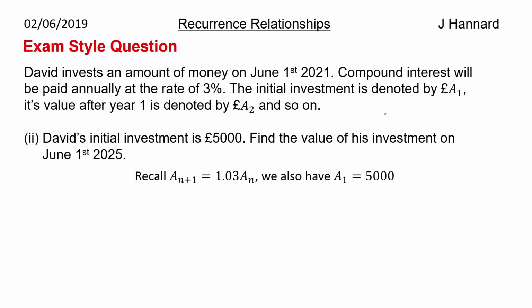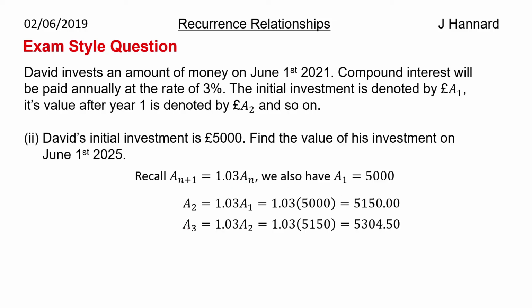Part 2 then. David's initial investment is £5,000. Find the value of his investment on June the 1st, 2025. So recall that A(n+1) = 1.03 An, and we also have A1 = 5,000 because that's his initial investment. So A2 is 1.03 times A1, because we're letting n equal 1, to get A2, because it's n plus 1, so n is 1, which turns that into A2, and turns that into A1. We know what A1 is, 5,000, so it's 1.03 times 5,000, which is 5150.00, because it's money, remember.